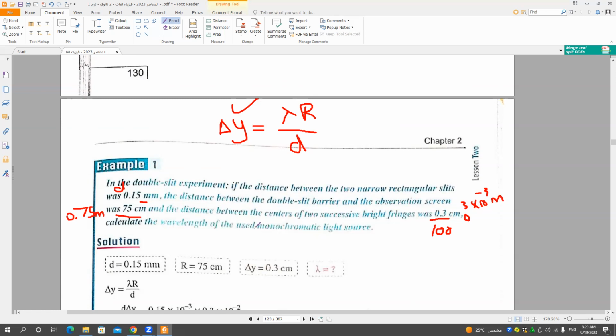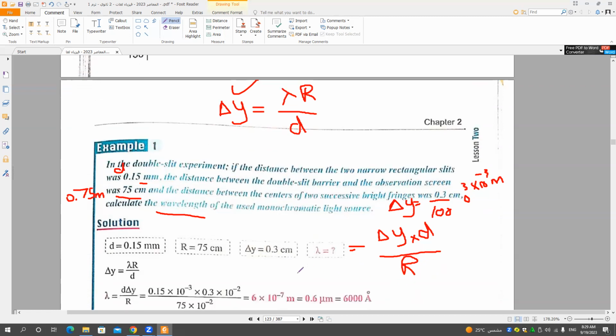Calculate the wavelength of the used light. To get the wavelength, you can use your calculator using alpha x. Wavelength equals delta y, which is 3 times 10 power negative 3, times D, divided by R. This is very easy.